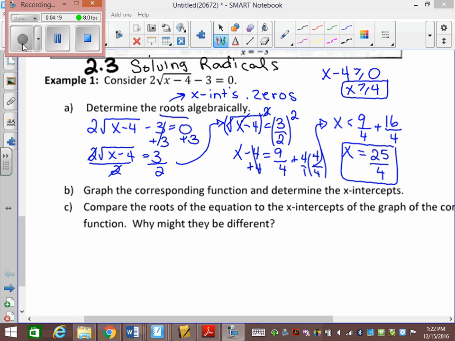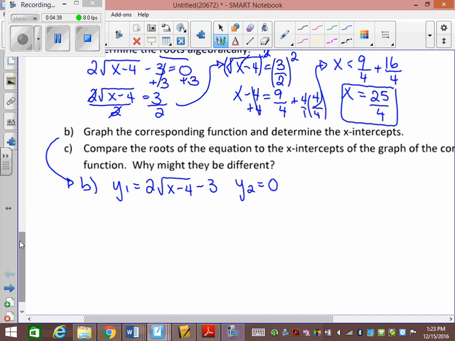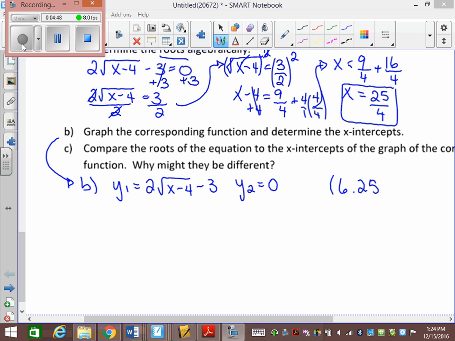Now it says graph the corresponding function and determine the x-intercept. So plug this into y1, plug that into y2, and find out where they intersect. So you're going to get 6.25 and 0. Your answer when you solve is always the x.